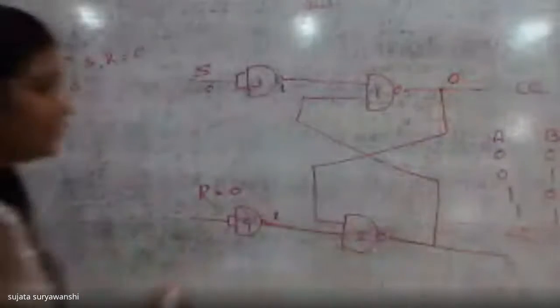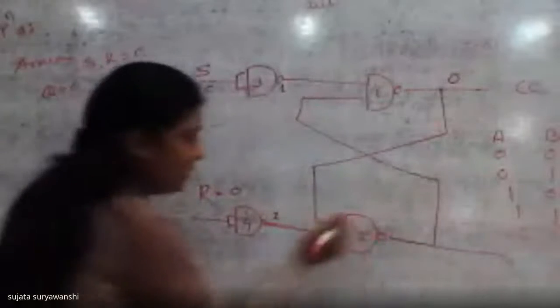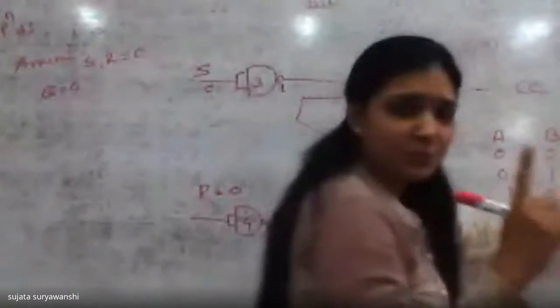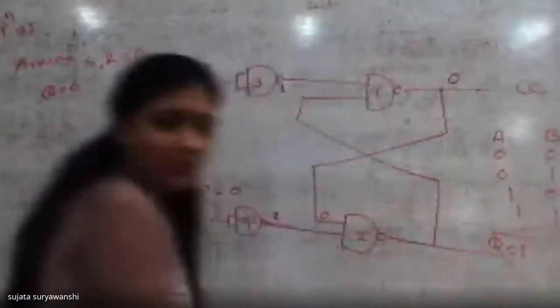Here, if Q is equal to 0, initially I assume the Q value is 0. Then this 0 is given as input to this NAND gate, so 0 and 1 gives output 1. Here, Q complement becomes 1 right now.